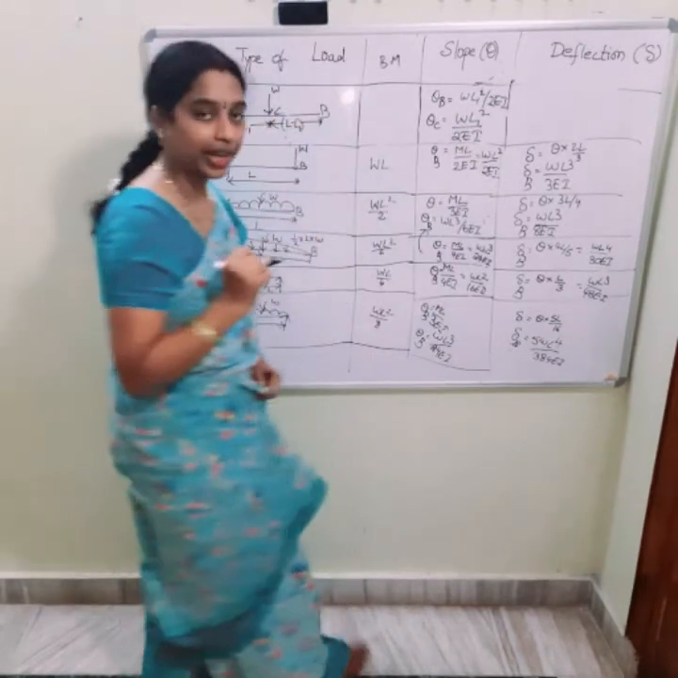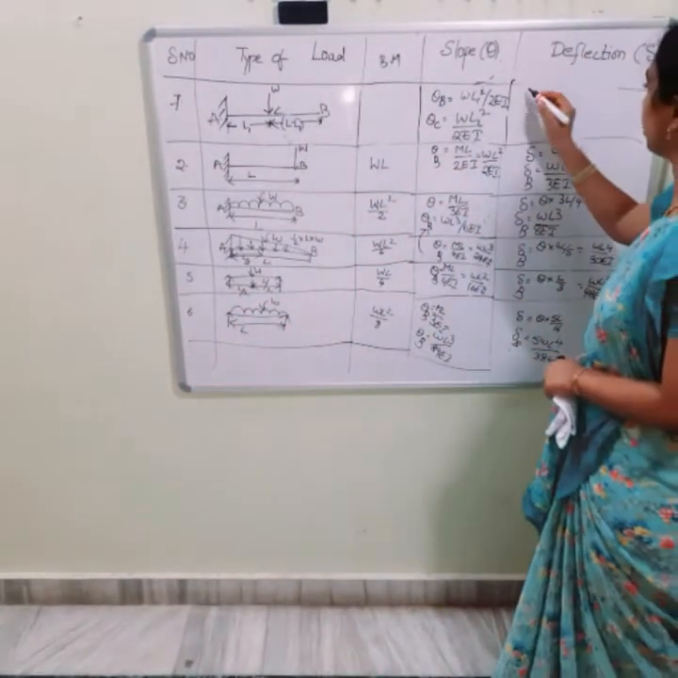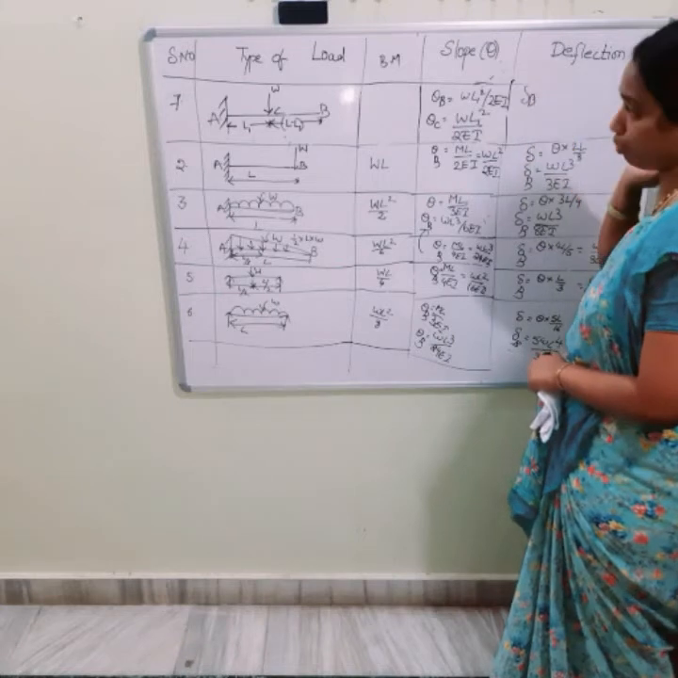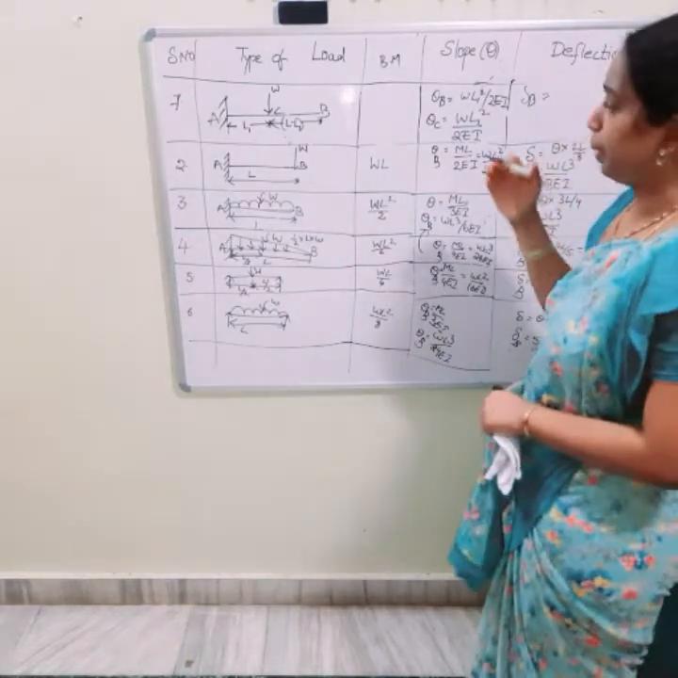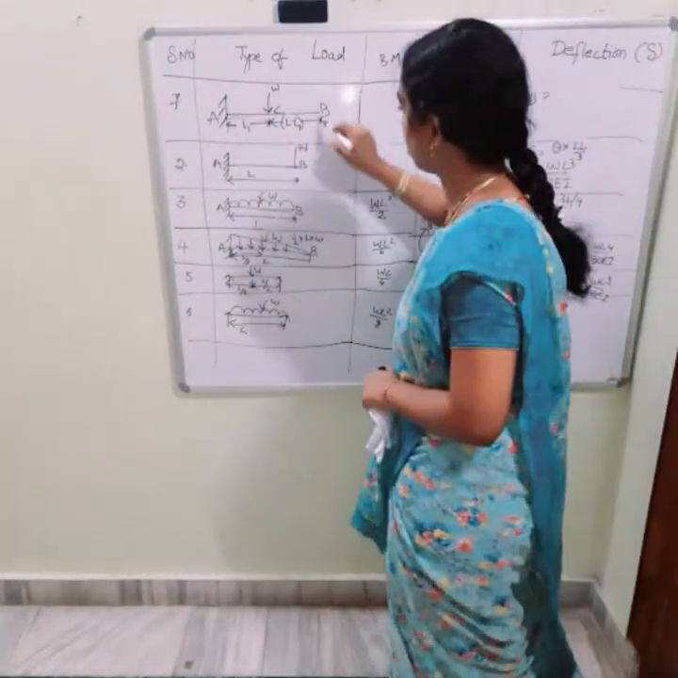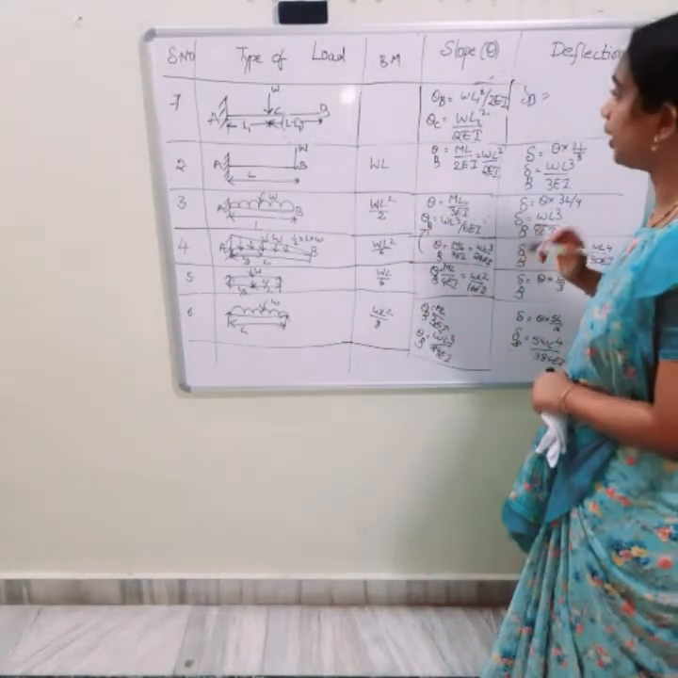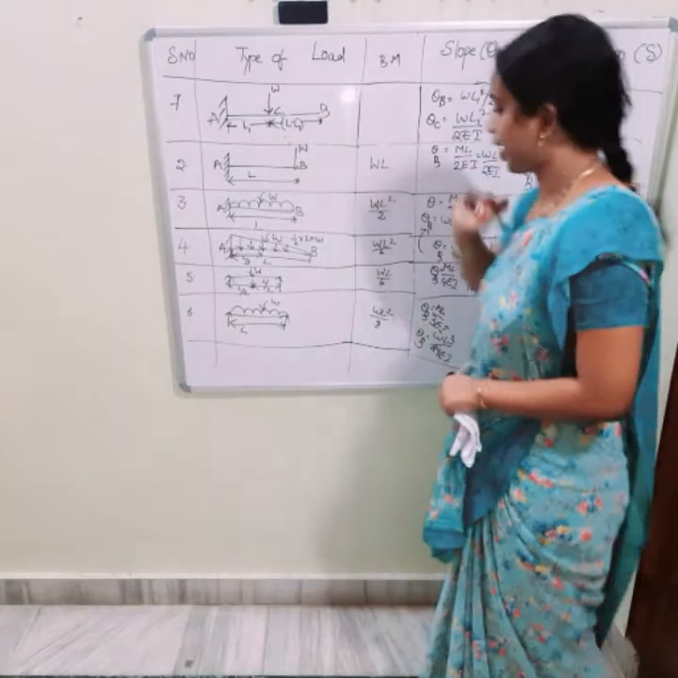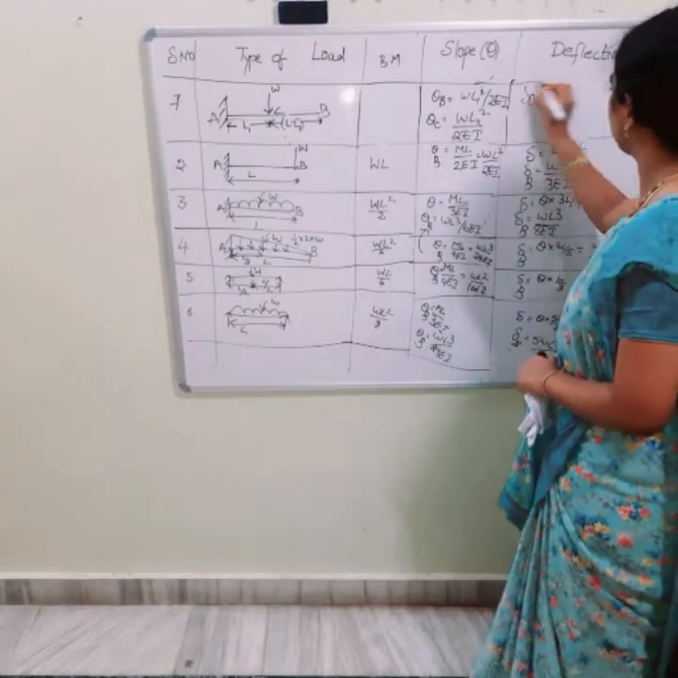But coming to deflection, delta B will be at the free end only. So the slope will be according to the B point and C point, but the deflection is at the free end only. Overall deflection will be like this. I should carry the deflection at B only. So at the B point, for this type of load condition, just substitute this one.